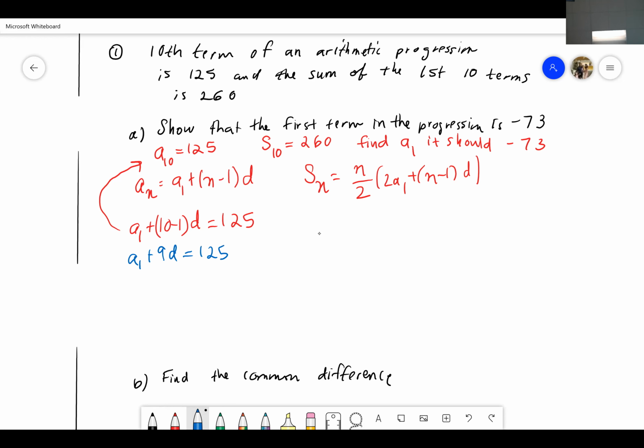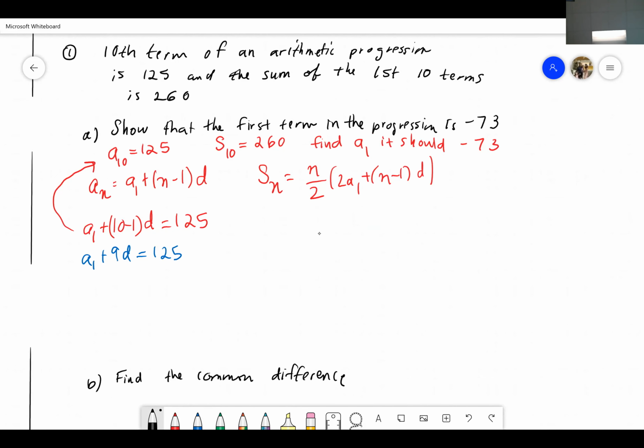On the other hand, I have the other side. So I can say the sum, which comes out to 260. So I'm going to say 10 divided by 2 times twice the first term plus 10 minus 1 times d must equal 260. That takes care of this guy.